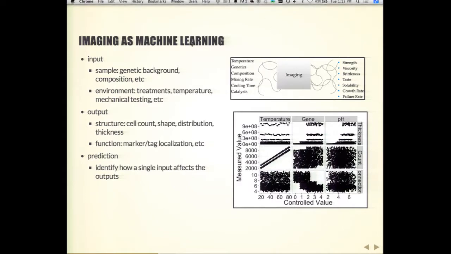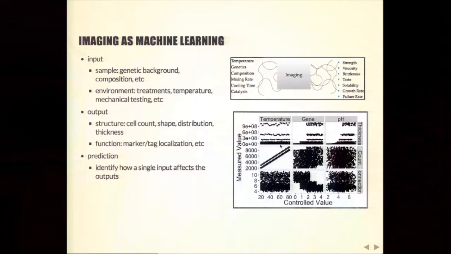To make the connection between this and machine learning, imaging science in general tends to be a machine learning type problem, or there are many similarities between them. You have inputs for your samples, which are the genetic background, the composition you're using to make up your sample, and things like environment. If you have a treatment you're doing to these animals or samples, different temperatures or mechanical testing, that all factors into your input, and then you put it into this imaging box, and you get many outputs out.